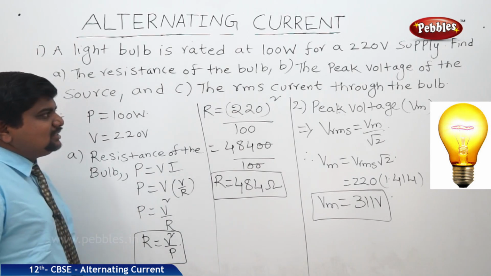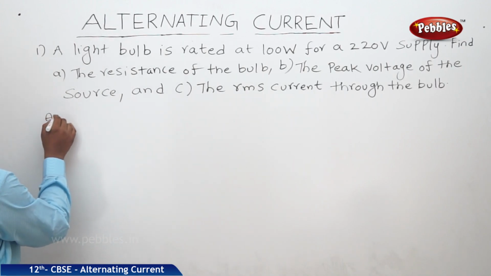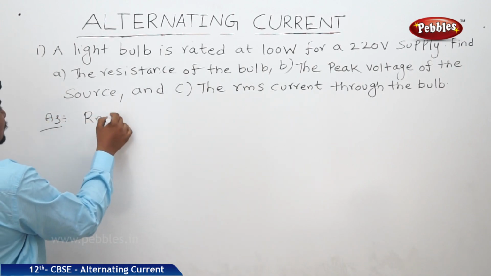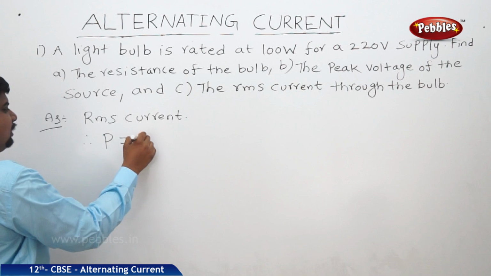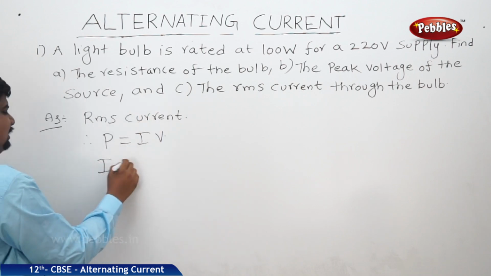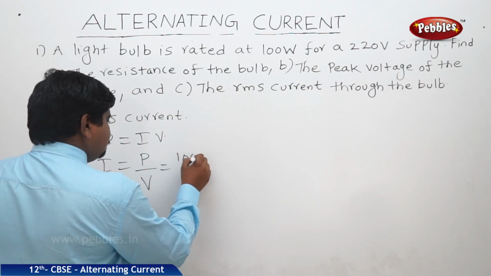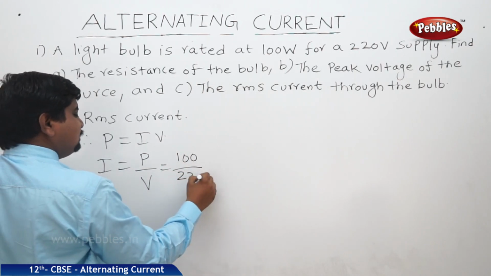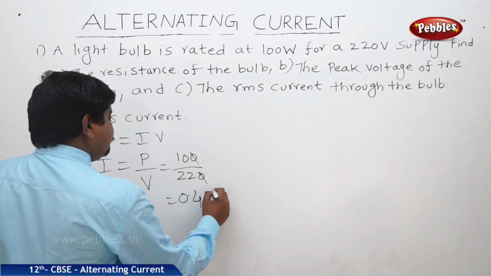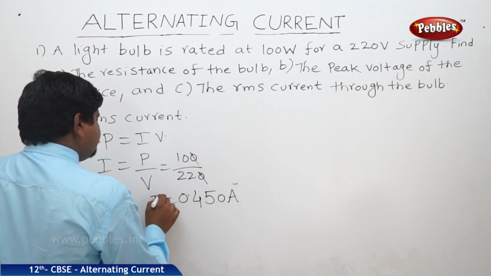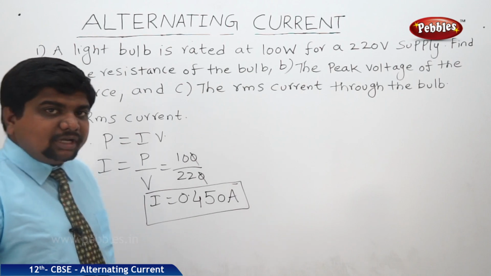The last bit of the problem is the RMS current through the bulb. We know that P is equal to IV. Therefore, I is equal to P by V. So, what is the P? 100. What is the RMS voltage? 220. 10 by 22, approximately we will get 0.450 amperes. This is the RMS current through the bulb.